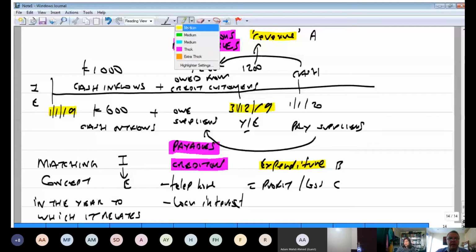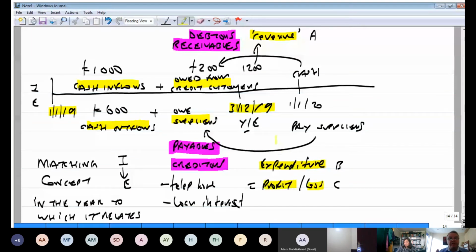So we're matching the cash inflows and the cash outflows and the credit coming in and the money we owe those suppliers, all being matched in the same year. And that's why we lump all the income together and call it revenue. We match all the expenses together and call it expenditure. And ultimately, it's a profit or a loss, depending whether we've made more revenue or more expenditure.